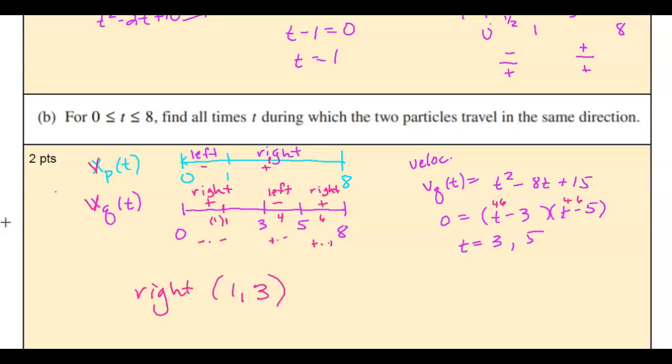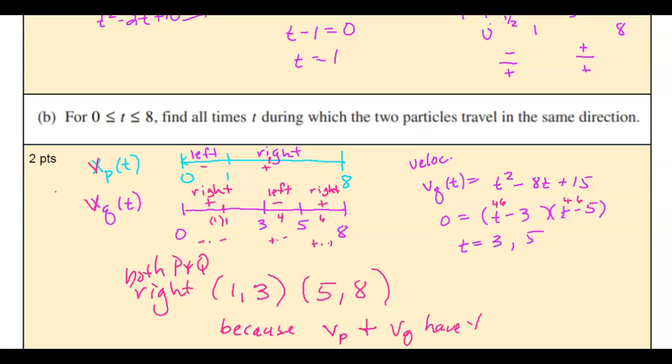That's opposite. So then from 5 to 8, P is to the right, and Q is to the right. So they just happen to both be going to the right. So both P and Q, right. And I would just say, they don't ask us why, so you don't have to worry about it. We'll just say the velocity of P and the velocity of Q have the same signs.